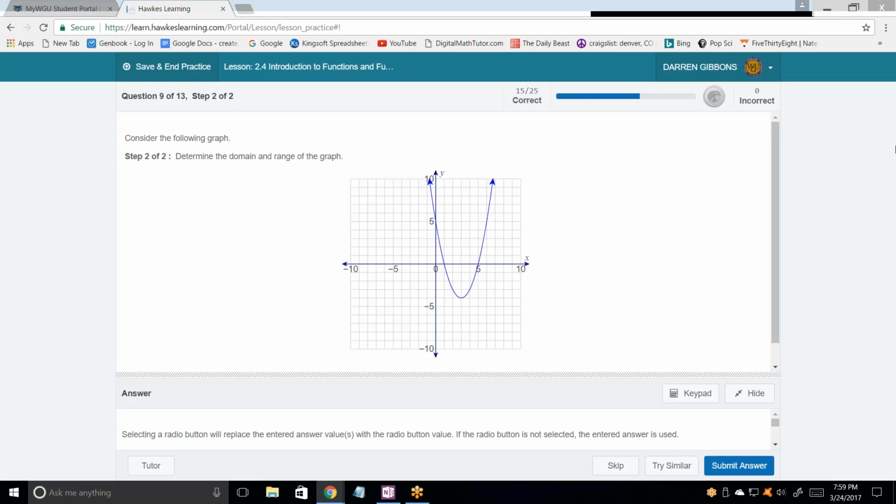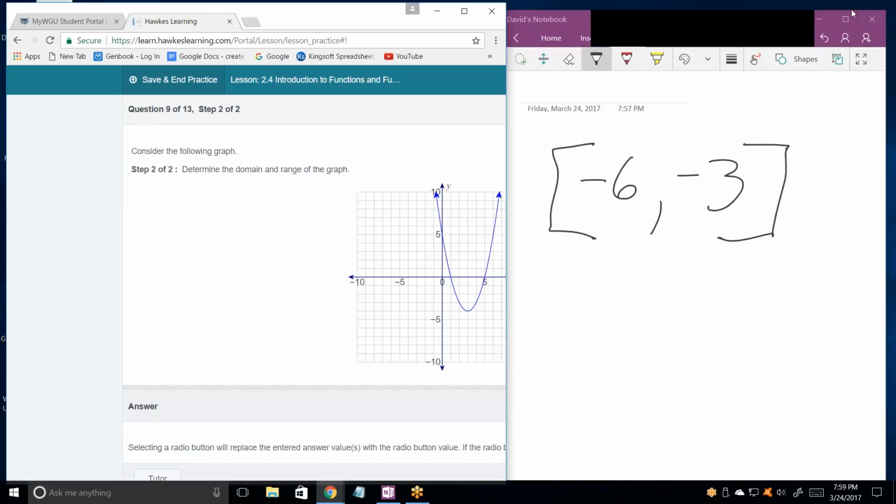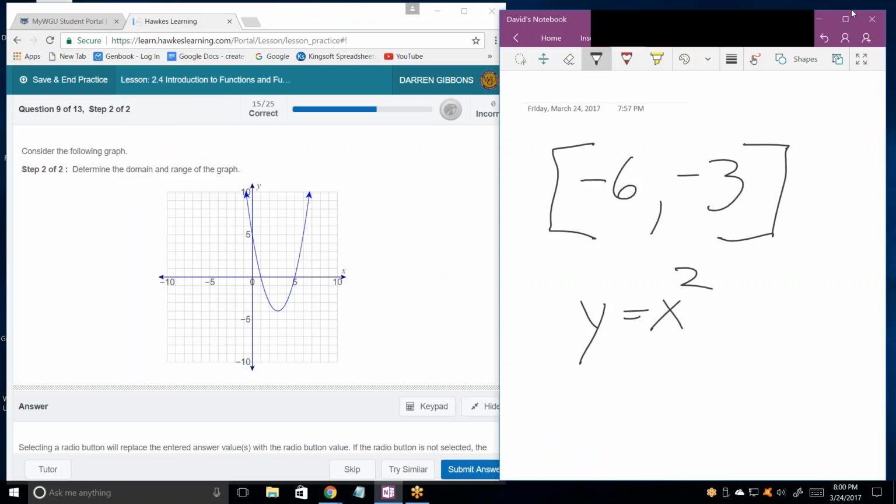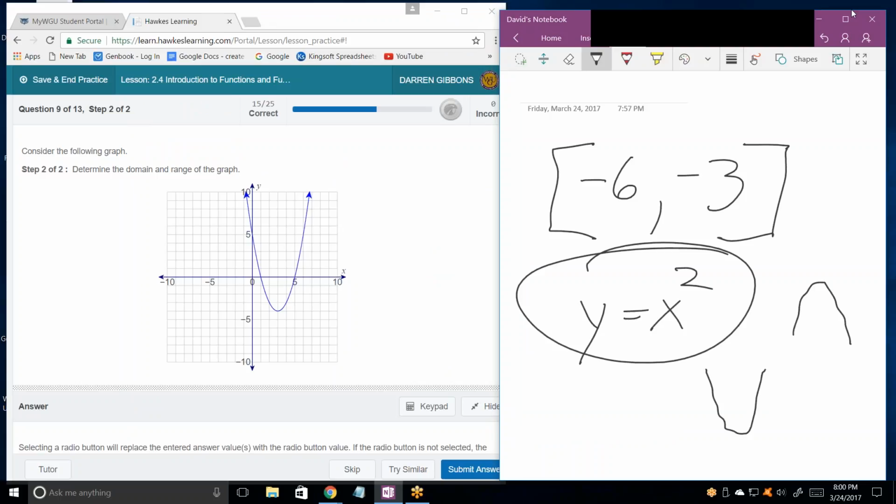This is a parabola, and you end up with a parabola when you have squared. In other words, if I have y equal x squared, that's always a parabola. Sometimes it opens up, sometimes it opens down, but in either case the domain is all reals. There is no restriction to what I can let x be, and you can tell that from the function I've written. I can put in whatever value I want for x.